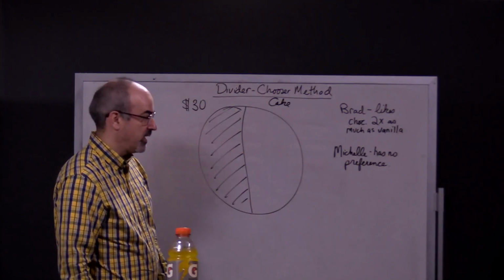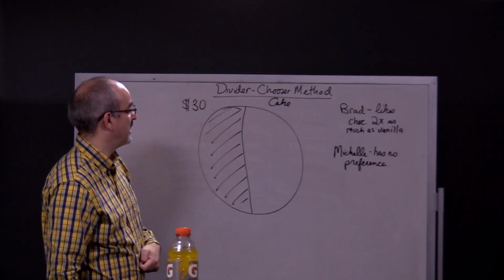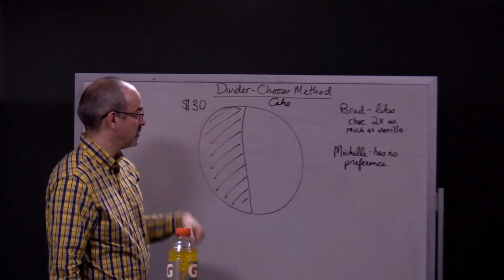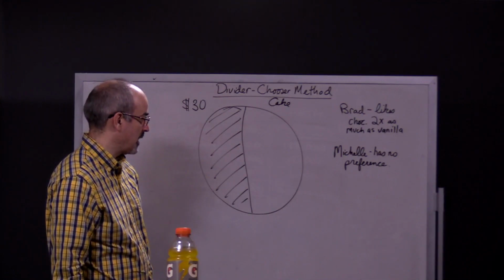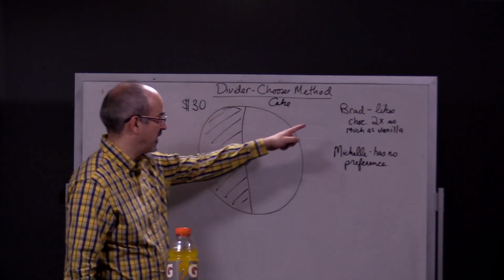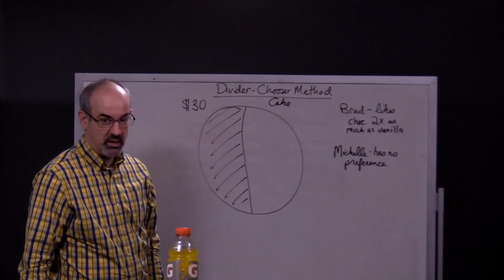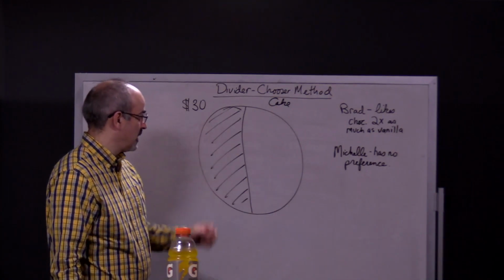The cake is worth $30. Half of it's chocolate, half of it is vanilla. There's two people who are splitting it. Brad likes chocolate twice as much as vanilla. Michelle has no preference. She likes vanilla and chocolate the same.